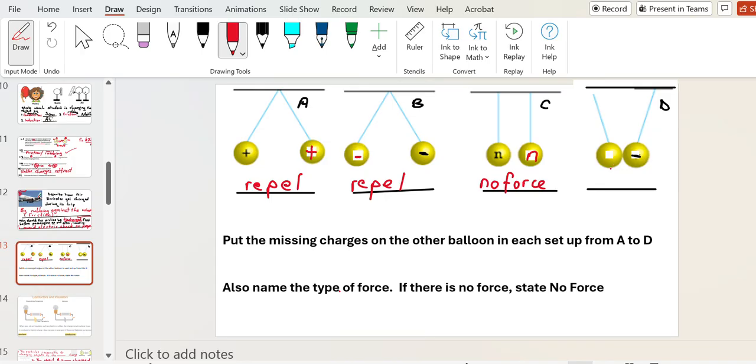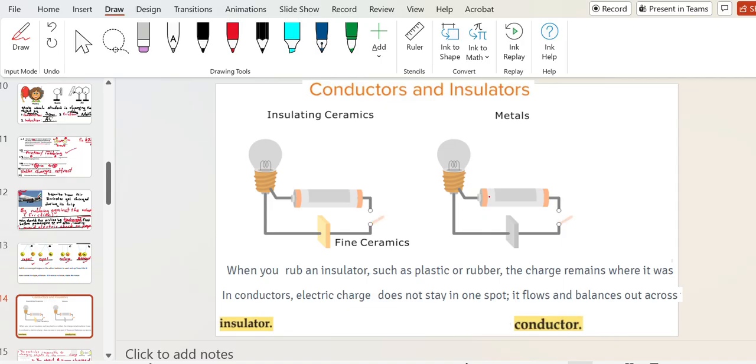Okay? Here, these ones are attracting. Which one's attractive? This is minus, it means this is plus. Unlike charges attract. Also name the type of force. We have named the forces. Here there's no force, it's neutral. Okay? You need to know conductors and insulators. Look here.